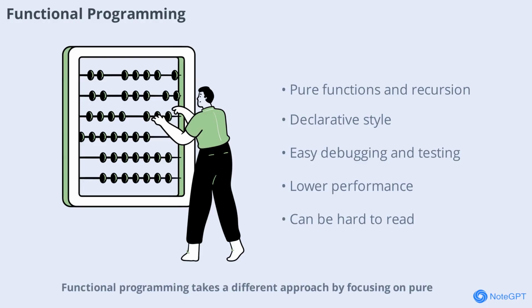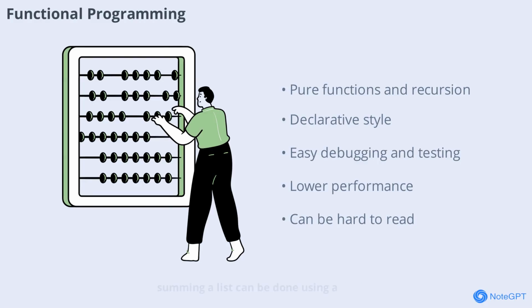Functional programming takes a different approach by focusing on pure mathematical functions and treating computation as the evaluation of expressions. In Python, this often involves using lambda functions and recursion. Functional programming is considered declarative, meaning you describe what you want to achieve rather than how to do it. This paradigm encourages writing code that is simple, easy to test, and highly readable, especially for mathematical or data transformation tasks. However, it can sometimes lead to lower performance and may be harder to write or read for complex problems.